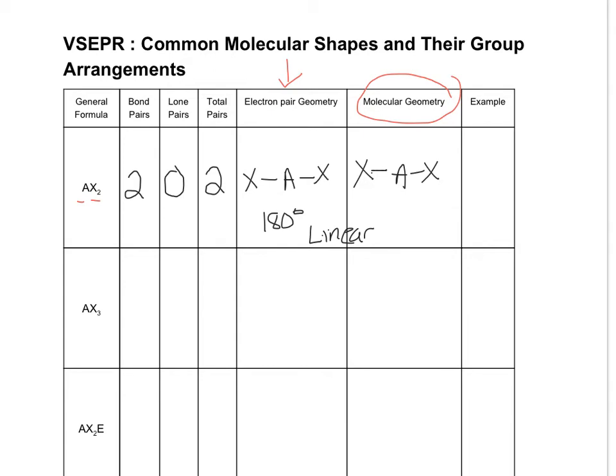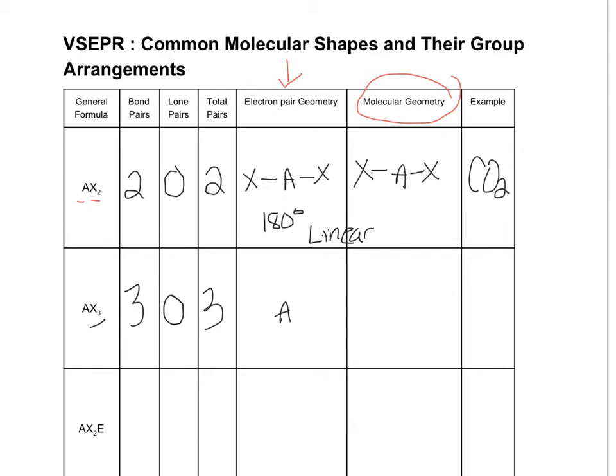It's linear. An example of this is the carbon dioxide molecule. Okay, next we're going to look at AX3. There are 3 atoms bonded to our central atom, so we've got 3 bonding pairs. There's no E in the formula, so we have 0 lone pairs of electrons, for a total of 3. So our molecular and our electron pair geometry are going to be the same.